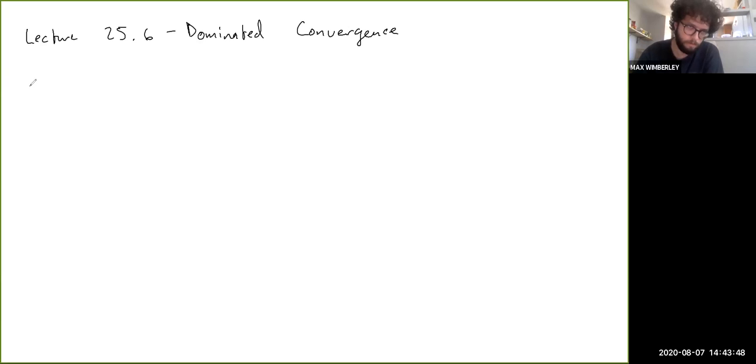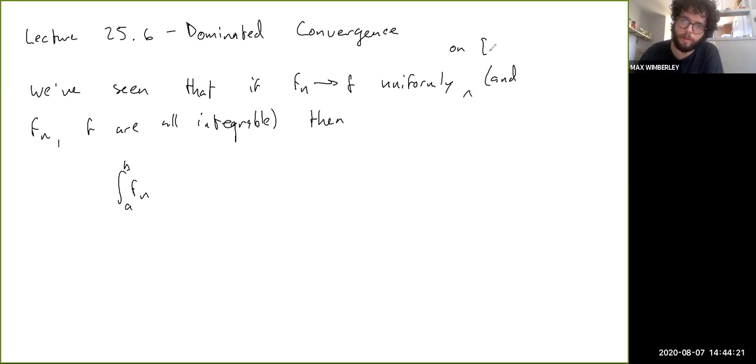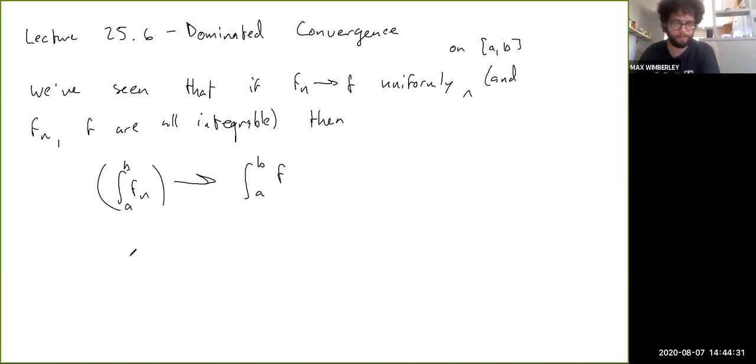So we've seen that if Fn converge to F uniformly, and the Fn and F are all integrable, then the integrals of Fn from, let's say, a to b, so this is like on an interval ab, then these integrals converge to the integral from a to b of f, right? That was something that we actually proved a while ago.